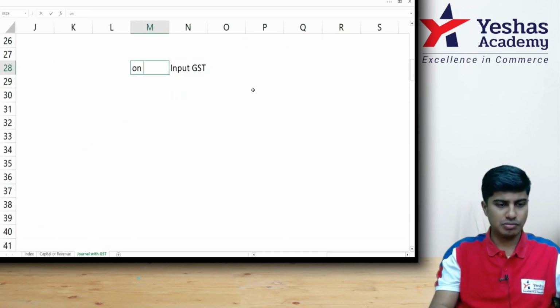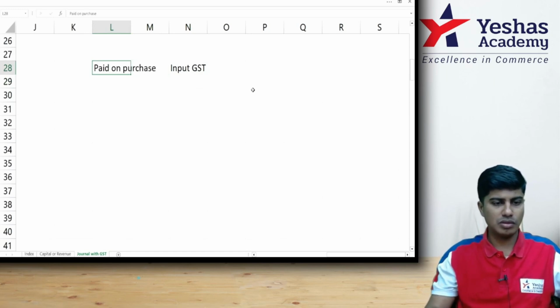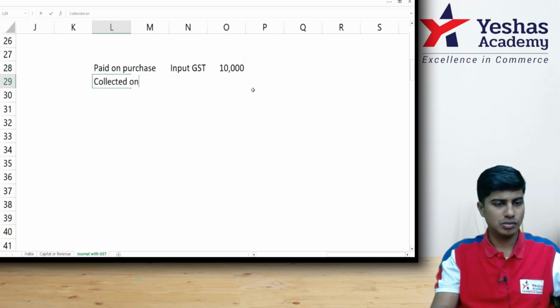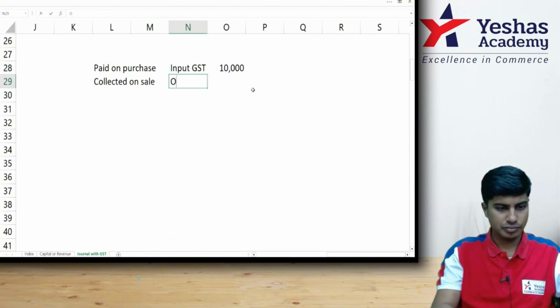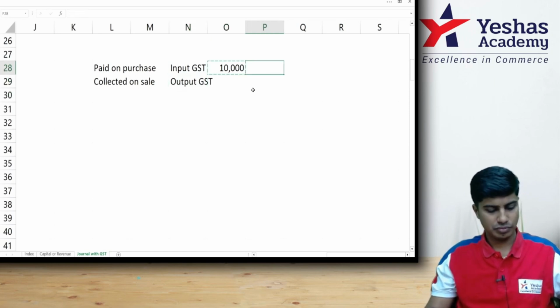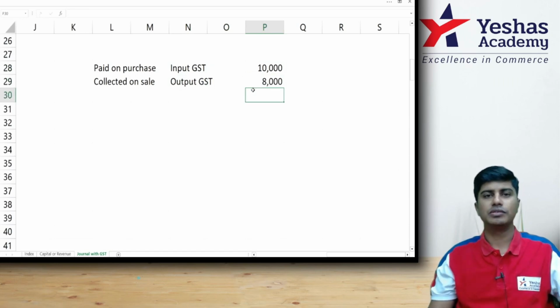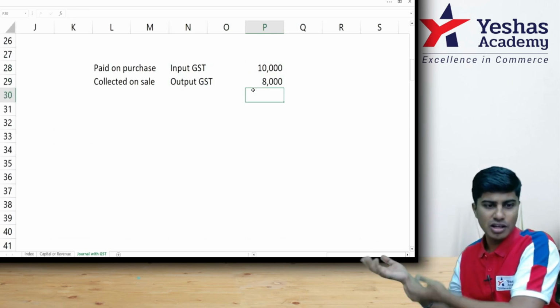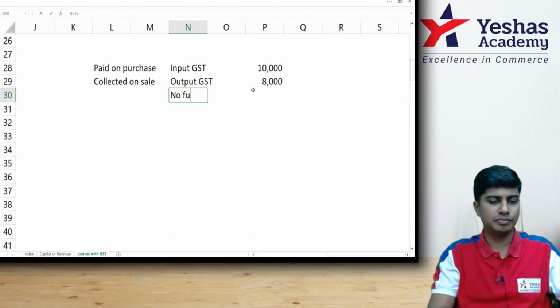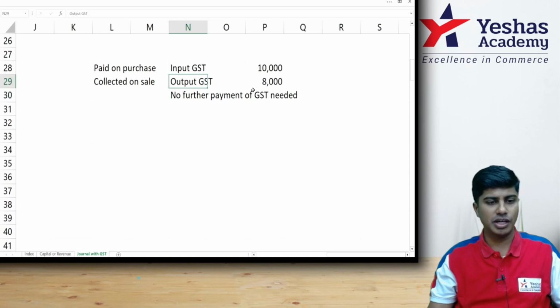Input GST. Amount paid on purchase. Let's say it is 10,000. Collected on sale. Output GST. Let's say this is 8,000. So I have already paid 10,000 on purchase. Now I collected 8,000 from my customer. So no further payment of GST. No further payment of GST needed in this case.